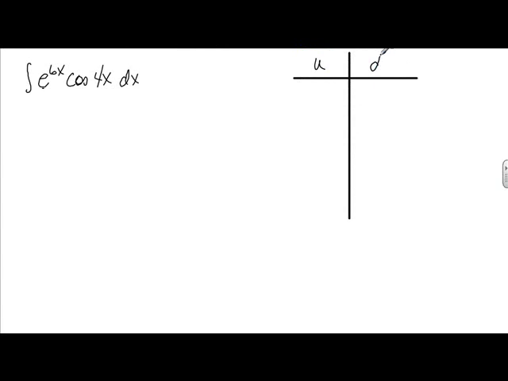Okay, now this time it's not going to matter really at all which part we choose for dv or which part we choose for u. You're going to be able to anti-differentiate either of those factors. You're going to be able to take a derivative of either of those factors, and in this case, neither one of those factors is going to actually simplify as you differentiate. So just whatever you want to do, I'm going to go with e to the 6x power as u and the cosine of 4x as dv.